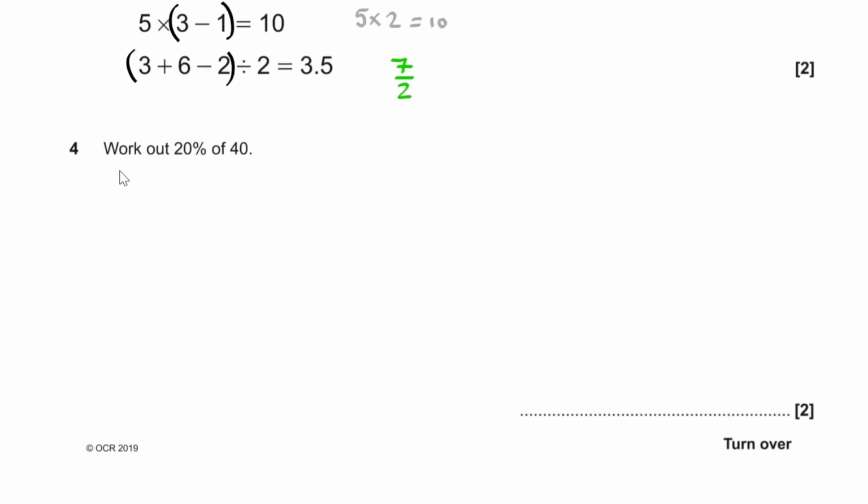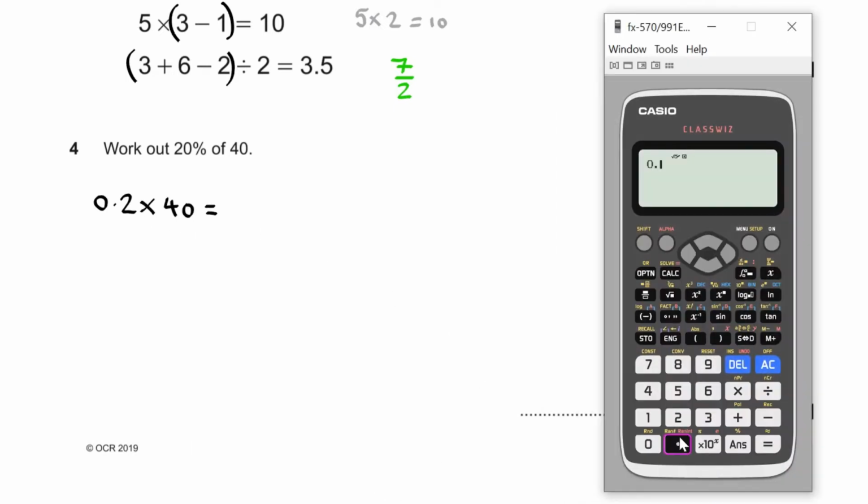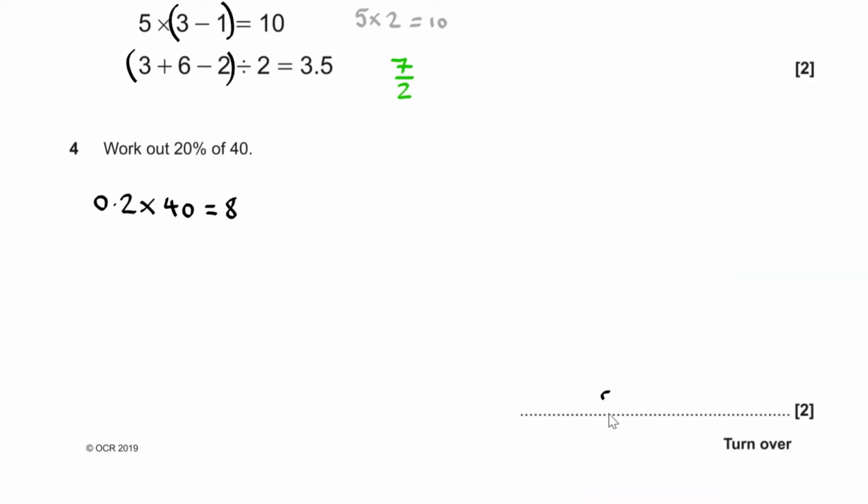Question number 4, we have to work out 20% of 40. Well, 20%, that's the same as 0.2 as a decimal, so we've got 0.2 times by 40. So if we work this out, 0.2 times by 40, you'd find this to equal 8, and therefore 20% of 40 is equal to 8.